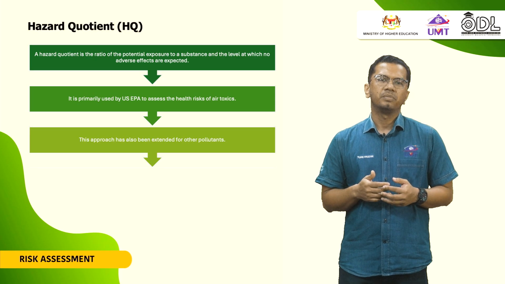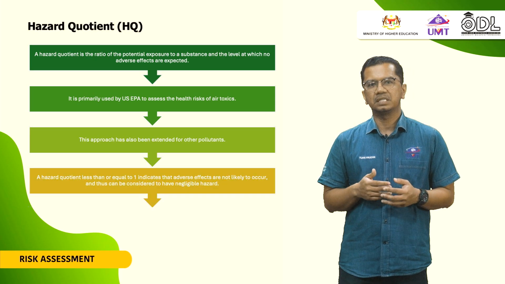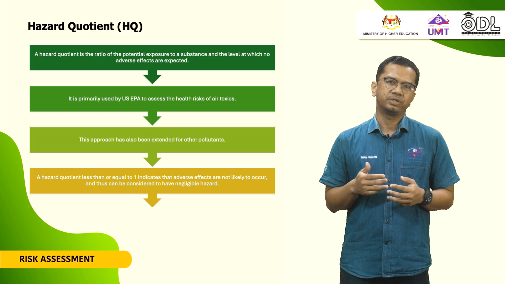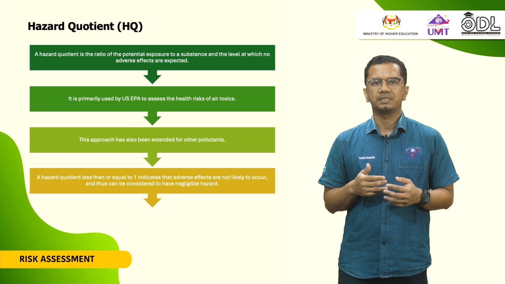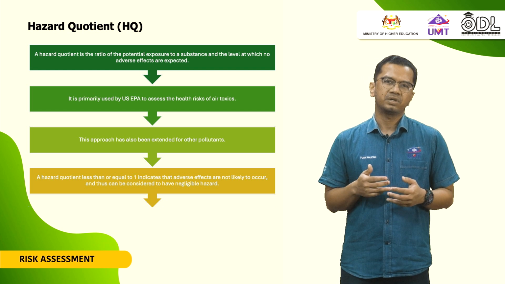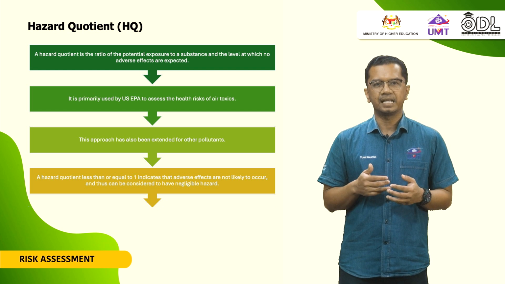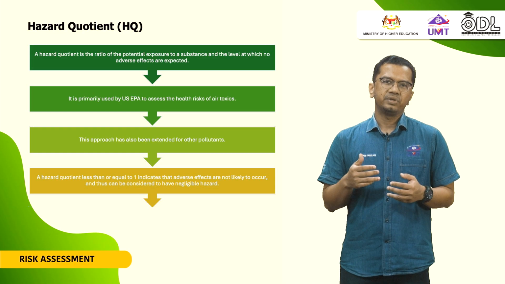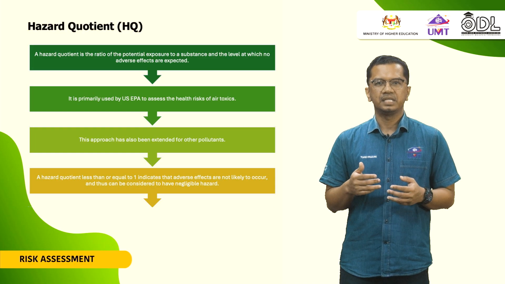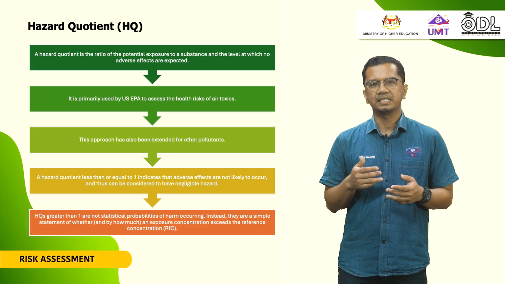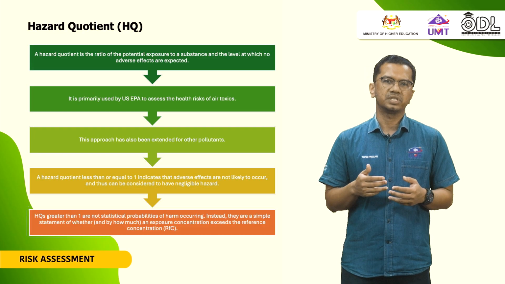Now, the most important part is how to interpret the number. If the hazard quotient is less than or equal to 1, it means the exposure level is at or below the safe level. We can consider this a negligible hazard. It's a green light. If the HQ is greater than 1, it signals a need for attention. It tells us that the exposure has exceeded the safe reference concentrations.